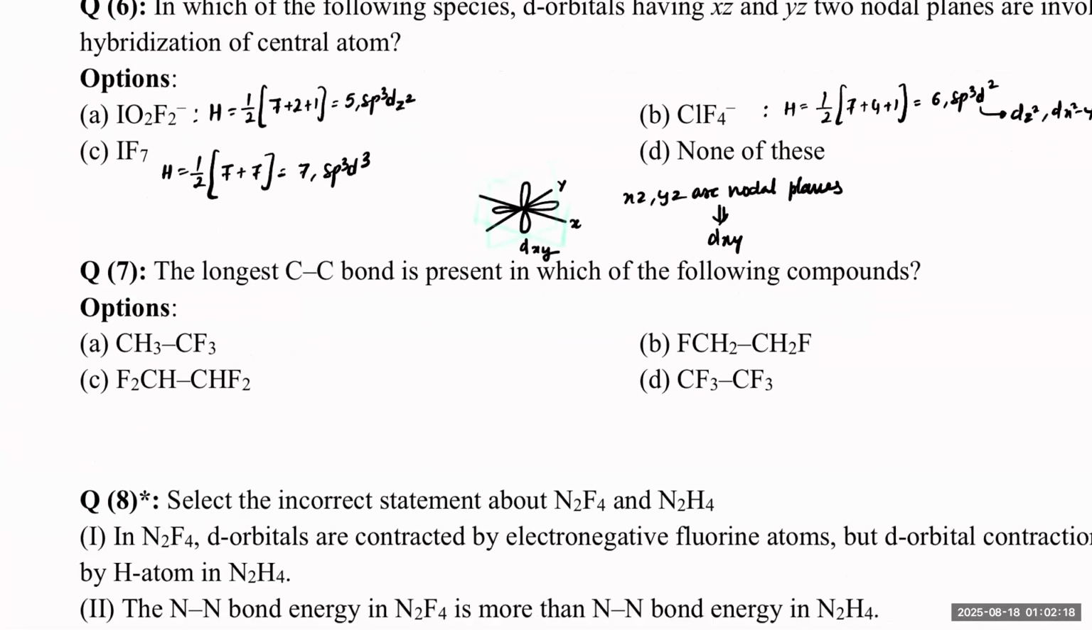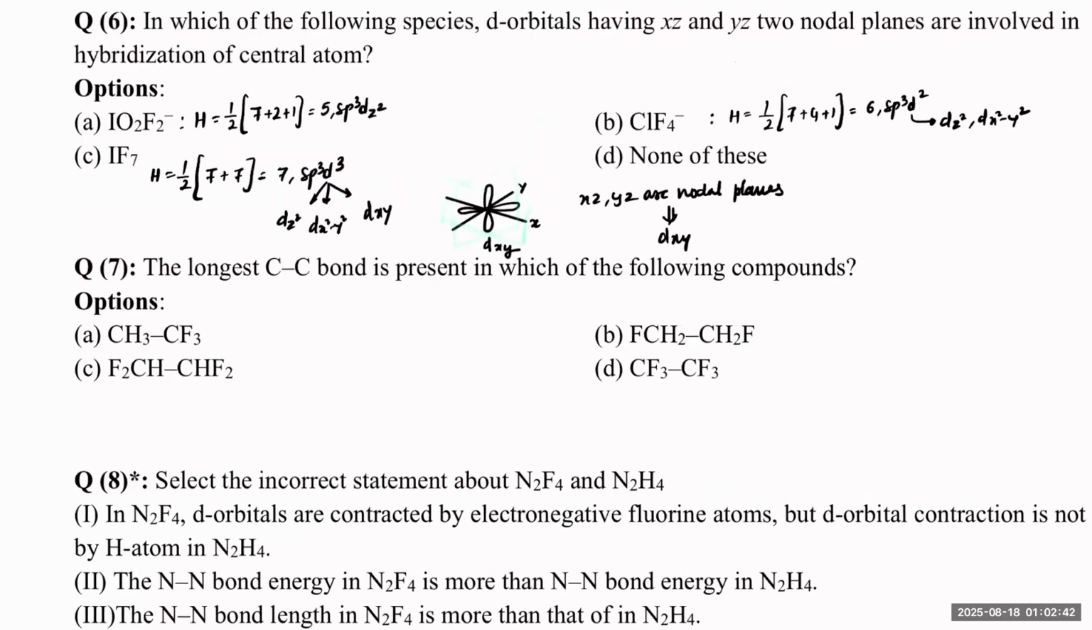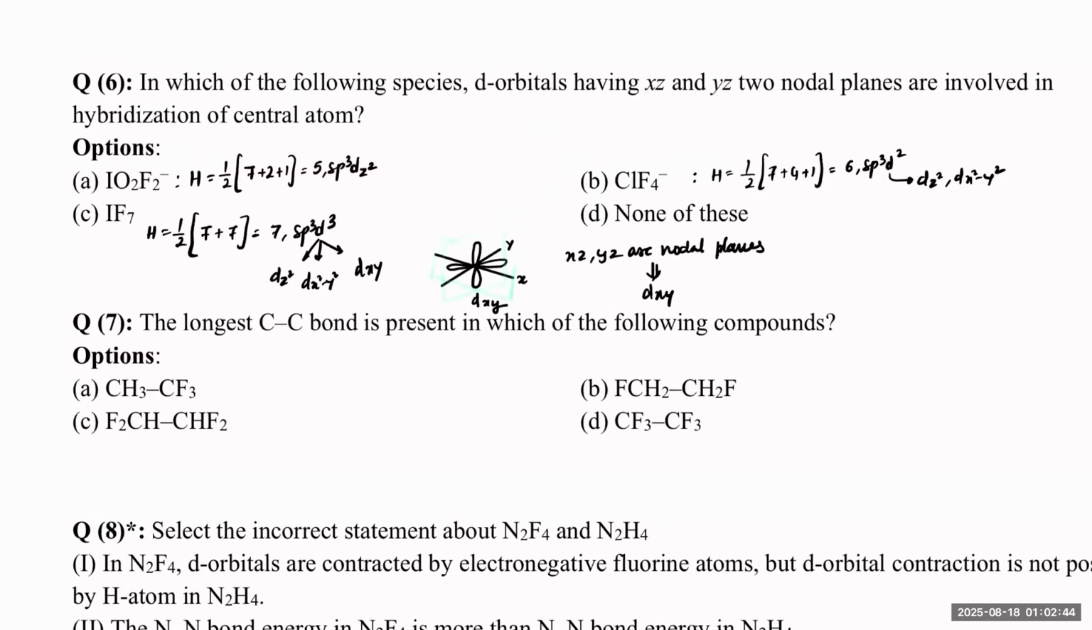Now let's get back to this. What d orbitals are we using for hybridization in this case? We are using dz square for sure. Then we are using dx square minus y square. And then we are using dxy. So when you use these 3 orbitals, that's when you will have the hybridization as sp3d3. Everybody clear on this question?